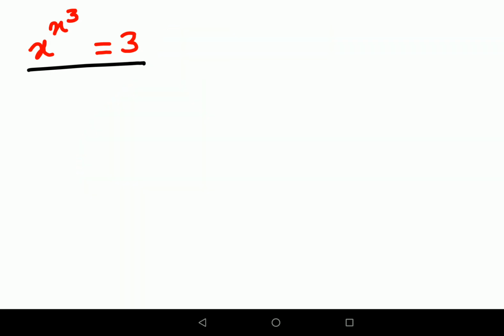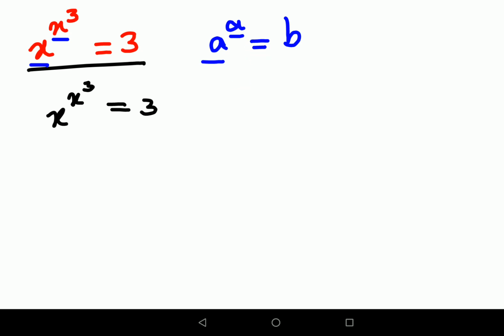How do you do these things? The question given to us is x raised to x cubed... sorry, x raised to x equals 3. The first thing you should be doing in such a scenario is that whenever you have a variable raised to a variable, you try to make both sides, on either side of the equal to, look like the index and the base are the same. Here, when both the base and the index are the same, from here you can deduce that a equals b.